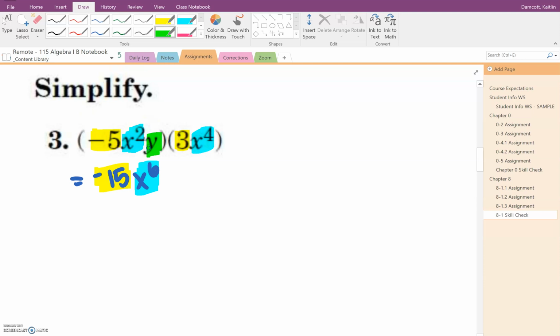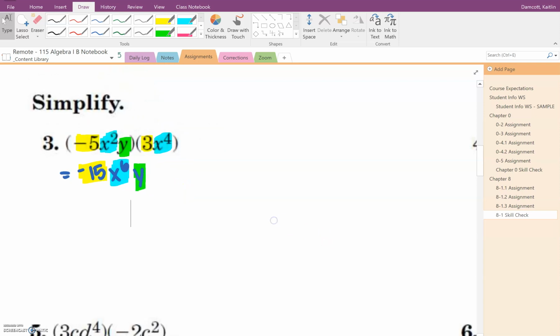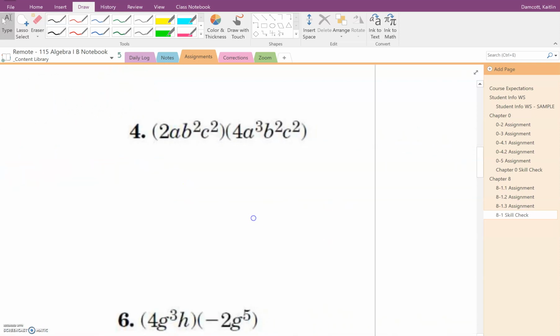And then we've got a y, and then you look in the other set of parentheses, there is no y. That's okay, we'll just bring it down here and write y. That's where this is coming from. So our answer here is negative 15x to the 6th power y. And that's all I have to write. All right, moving on to the next one.